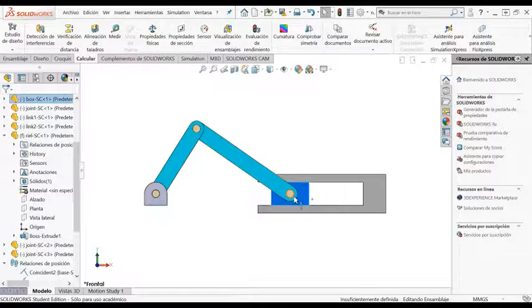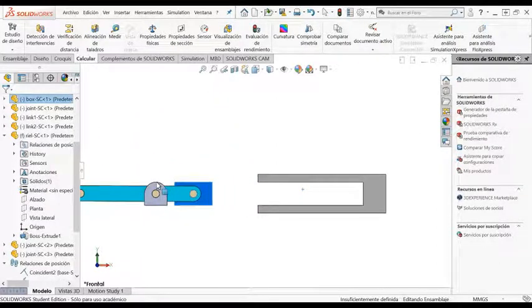In real life, if the input is through the slider, there will be a position in which you cannot move anymore because the links are aligned. And if you remember, I said that in mechanisms, when links get aligned, it's something you need to avoid. Okay, so I need to avoid that.